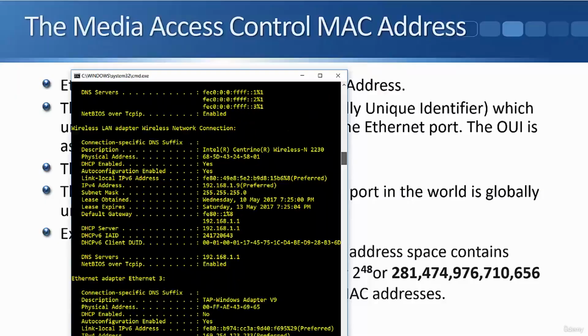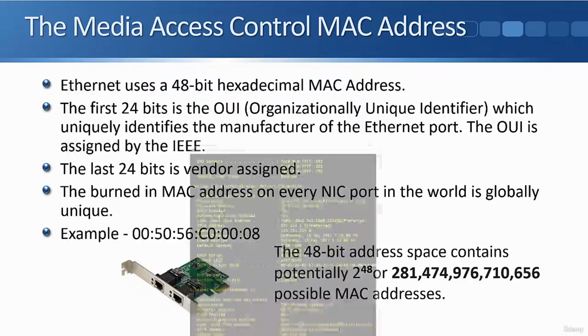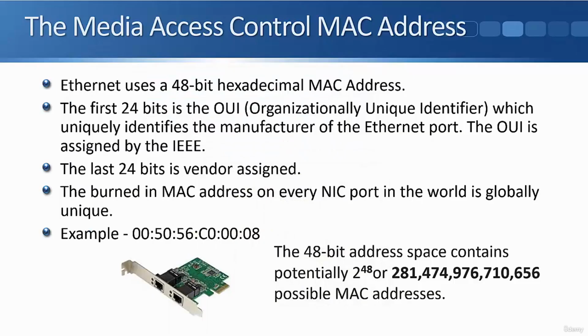Okay, here it is. So my wireless network adapter, because I'm on wireless now, both wireless and wired Ethernet, both use a MAC address. And the entry here, physical address, that is the MAC address. So my MAC address on my laptop is 685D43245801. Okay, so that's how to find it on Windows. Let's have a look at Linux next.